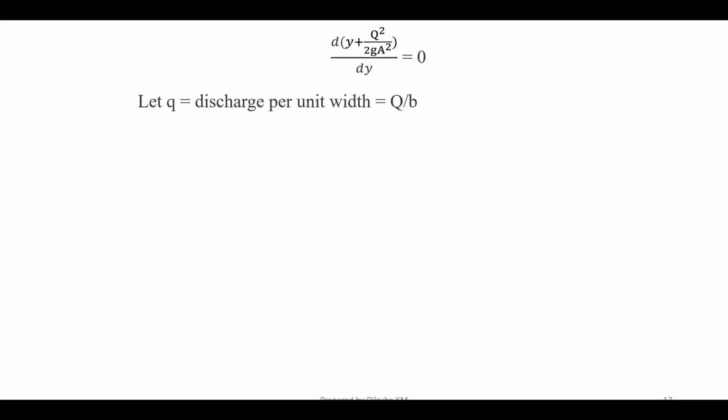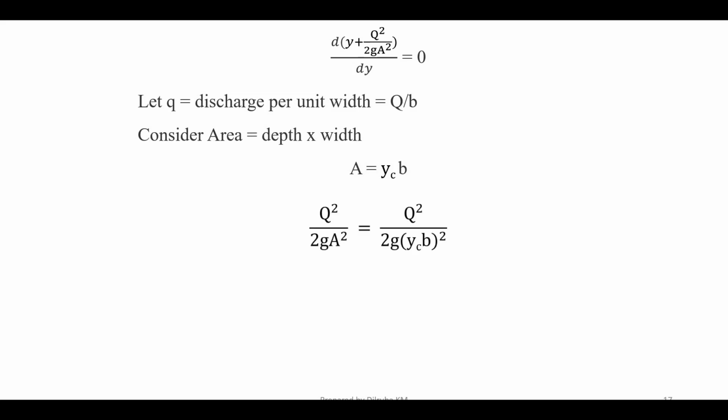Let small q be the discharge per unit width. So I can write small q is equal to Q by b, and consider area as depth into width. So I can write area is equal to critical depth into critical width at specific energy minimum point. Okay. Now I'm applying this capital Q in terms of small q.